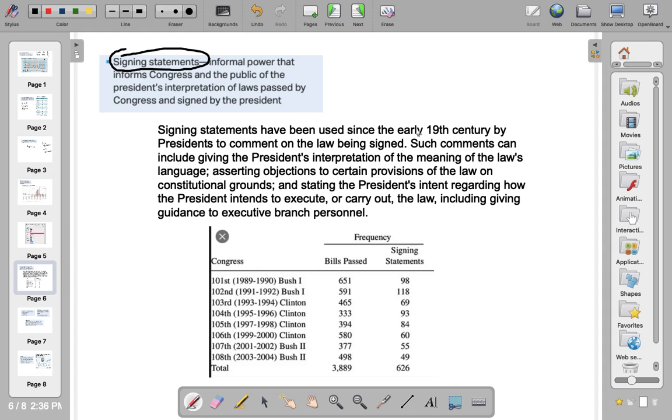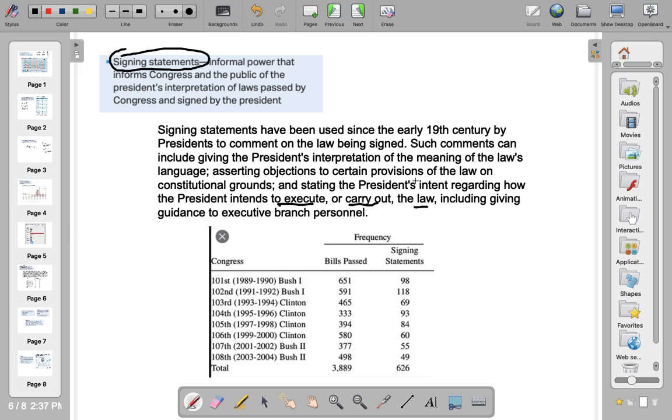Signing statements have been used since the early 19th century by presidents to comment on the law being signed. Such comments can include giving the president's interpretation of the meaning of the law's language, asserting objections to certain provisions of the law on constitutional grounds, and stating the president's intent regarding how the president intends to execute or carry out the law. Well, there's a lot going on there, but remember, the president is the executive branch, and in the Constitution, the president has a duty to faithfully execute the laws that are passed by Congress.